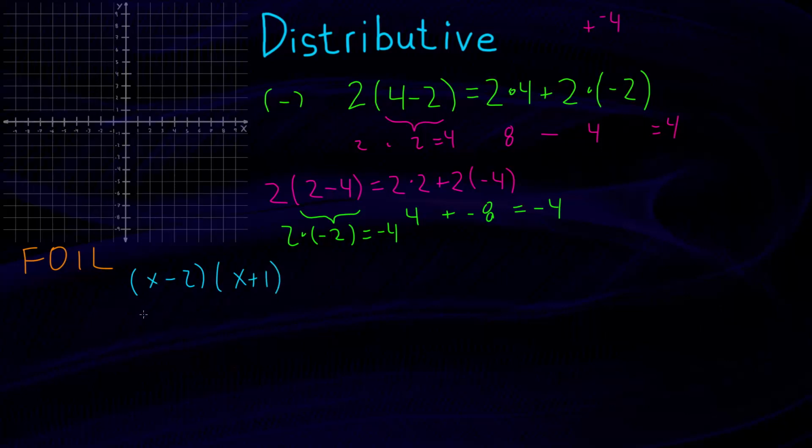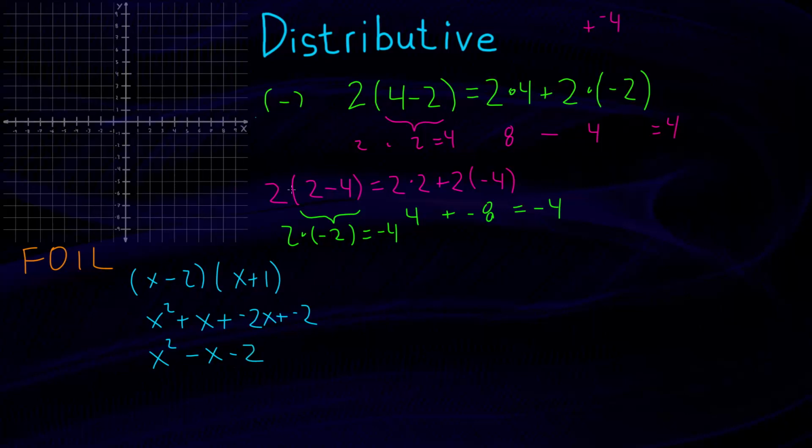First, x times x, that's x squared, plus outside, that is x times 1, so that's just x, plus inside, negative 2 times x, so now we have negative 2x, plus last is negative 2 times 1. That becomes a negative 2. Now we can start rewriting this, and that will become x squared. Now we have x minus 2x, that becomes a negative x. And then the only constant is this negative 2.